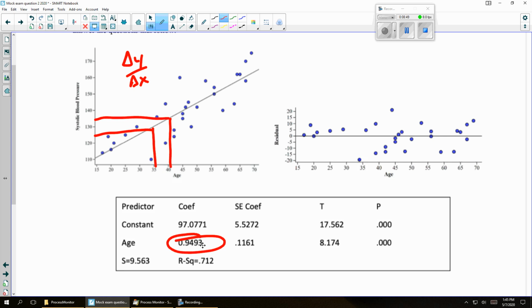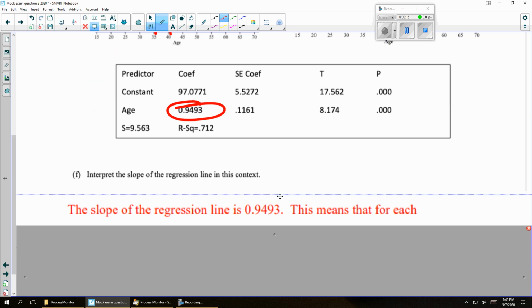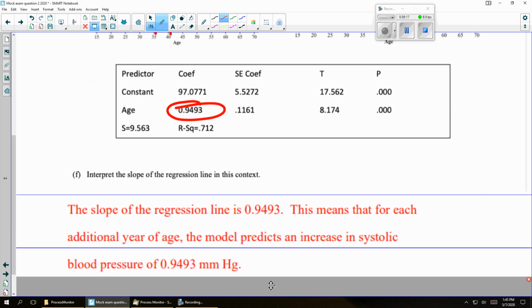Now this is a prediction model, so I would say it's something more like this. Every time x goes up by 1, I predict y is going to go up by about this amount. It goes up because this is a positive number. So put in context, for each additional year of age, I expect the systolic blood pressure to go up by an average of 0.9493. Let's see what they wrote here. For each additional year of age, the model predicts an increase in systolic blood pressure of 0.9493.